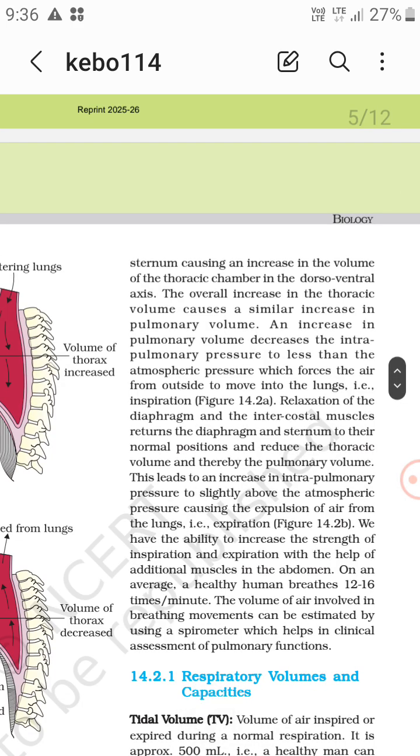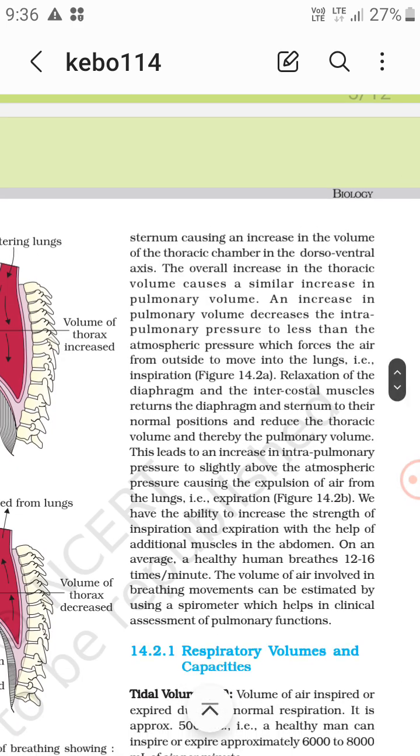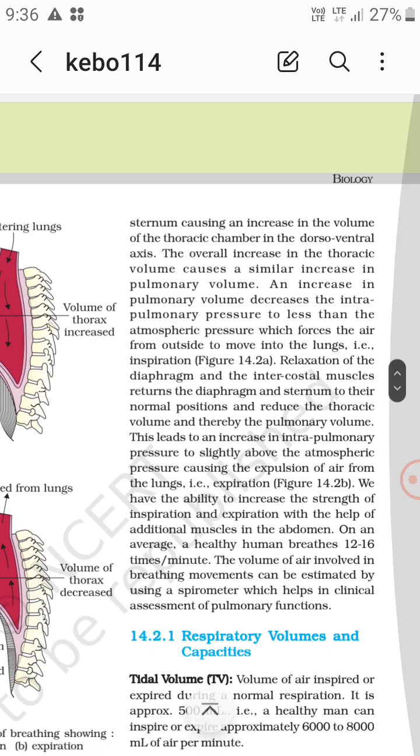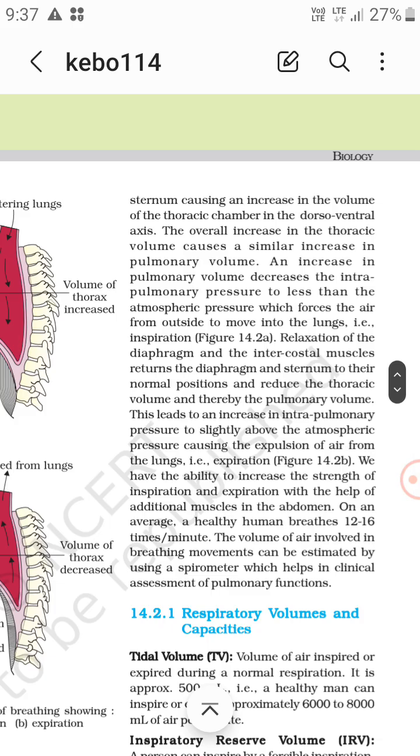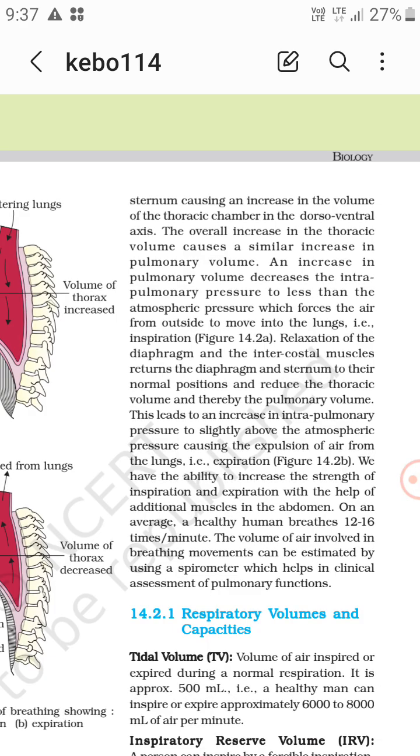So the overall increase in the thoracic volume causes a similar increase in pulmonary volume. An increase in pulmonary volume decreases the intrapulmonary pressure to less than the atmospheric pressure, which forces the air from outside to move into the lungs. So when we increase the pulmonary volume, that decreases the intrapulmonary pressure, which is less than the atmospheric pressure, so from the atmosphere the air flows into the lungs.